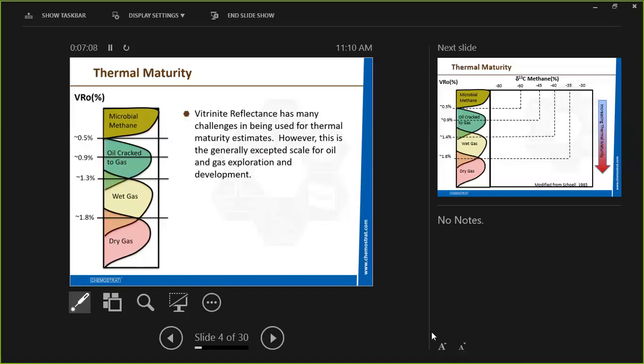A lot of the criticisms and challenges of vitrinite reflectance are very valid and true. However, it's the best that we have, and it's the industry standard for what people look at. There are other ways to get some insight into thermal maturity, but vitrinite seems to be the most robust. And certainly it's the one that has the biggest data set associated with it, I believe.